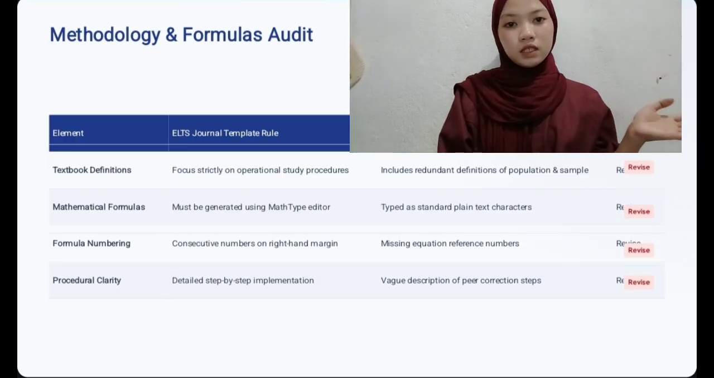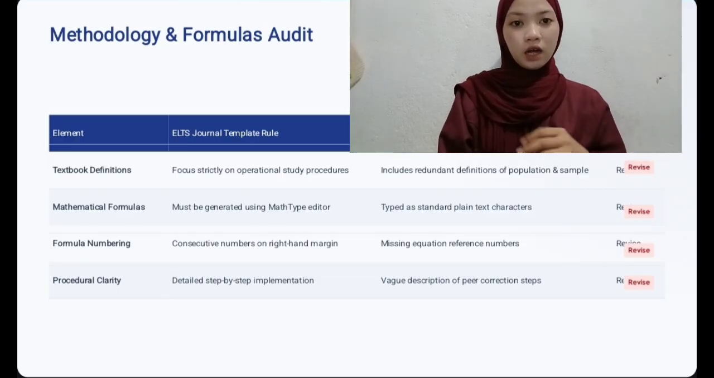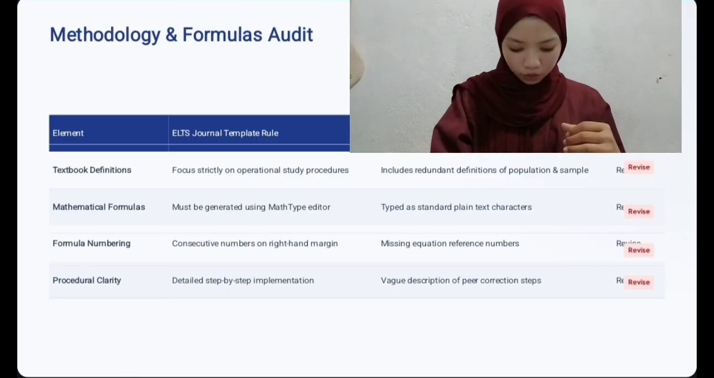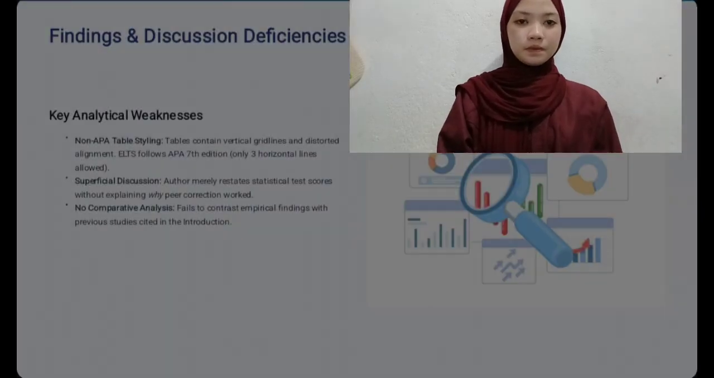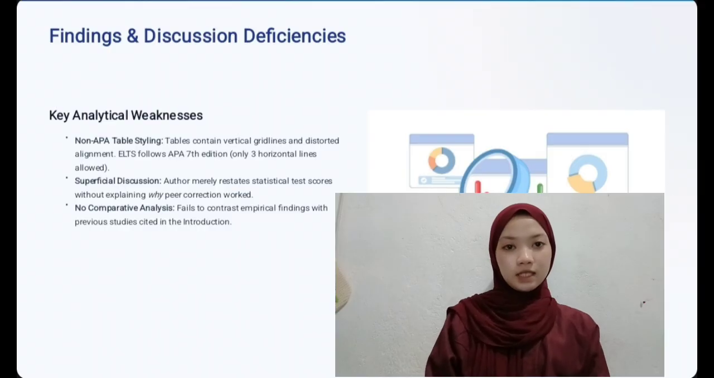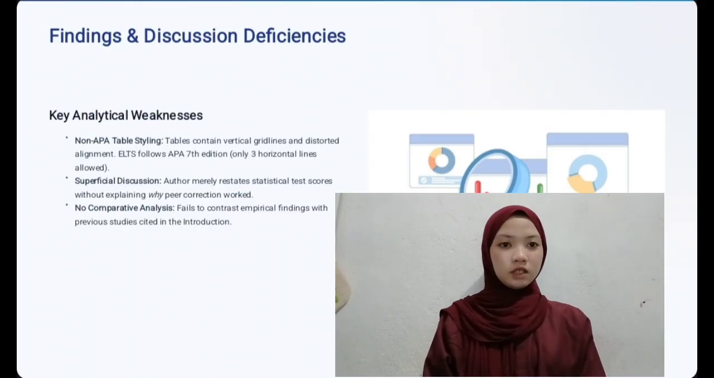Additionally, the statistical equations are not typed using MathType and lack consecutive numbering in parentheses on the right-hand margin as required by the template. Turning to slide 6, we review the findings and discussion section.